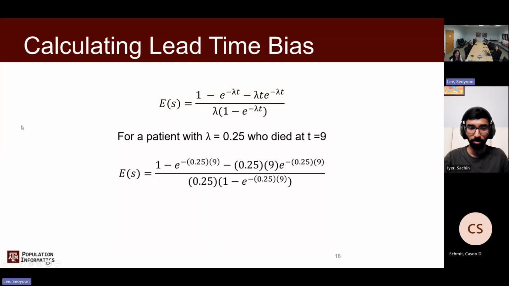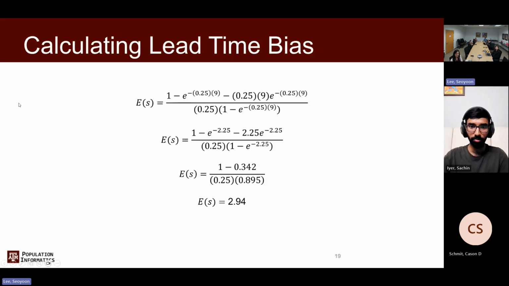So in this example, for a patient with a rate of transition of 0.25 and with a survival time of 9, you fill in all of these numbers into the equation and run it through the calculations, and then you would get a lead time of 2.94. This is much larger than the actual lead time because of the exponential distribution versus just the mock data that we created.